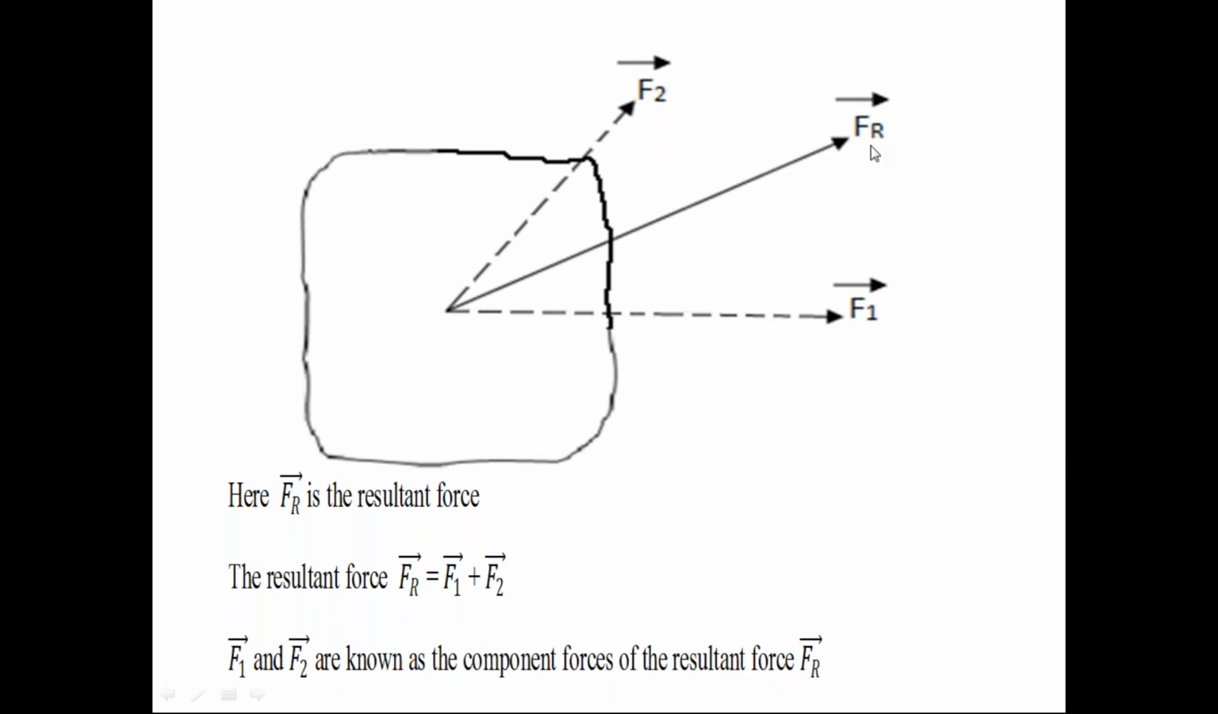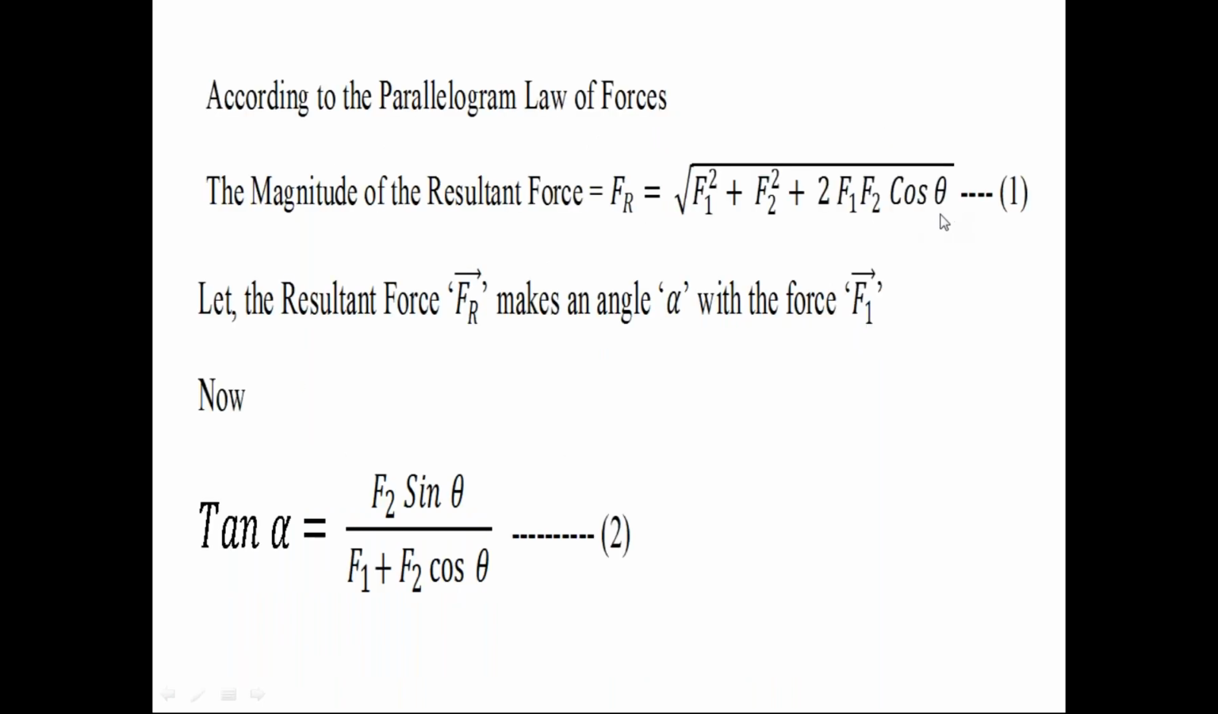Then this resultant force magnitude FR is equal to root of F1 square plus F2 square plus 2F1F2 cos theta. That is the magnitude of the resultant force. You studied this also in the parallelogram law of vectors: R is equal to root of p square plus q square plus 2pq cos theta. Here p is equal to F1, q is equal to F2. So the resultant force magnitude FR is equal to root of F1 square plus F2 square plus 2F1F2 cos theta.